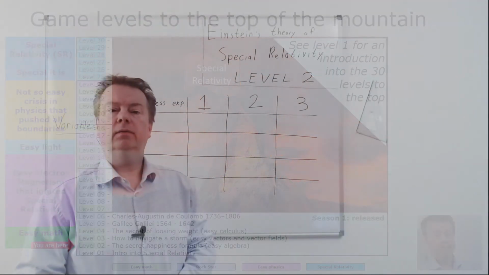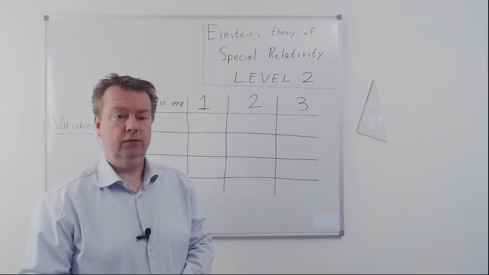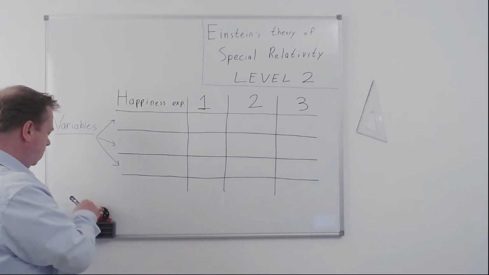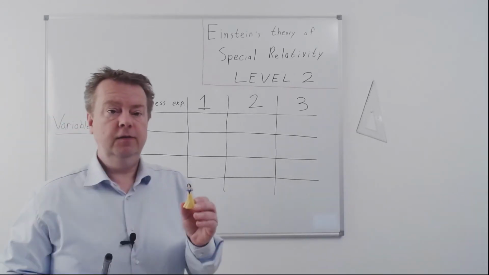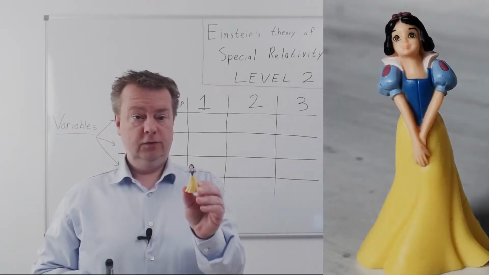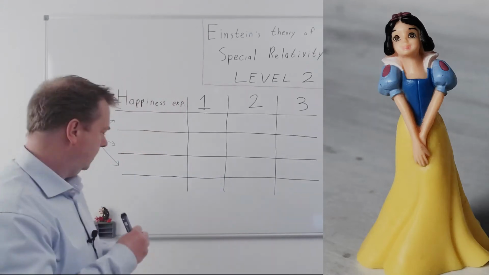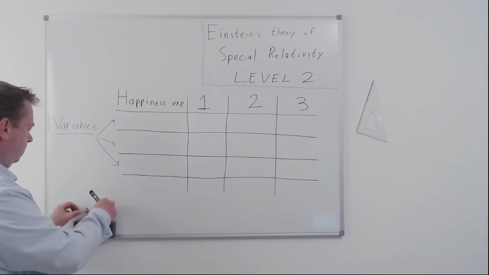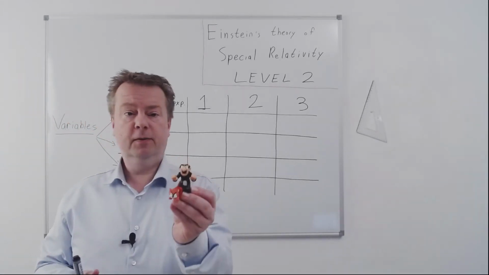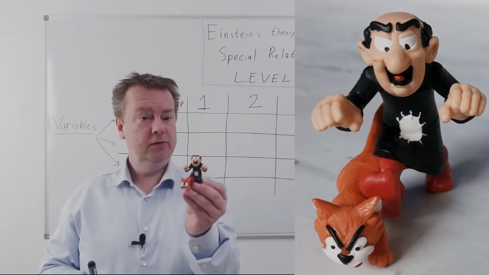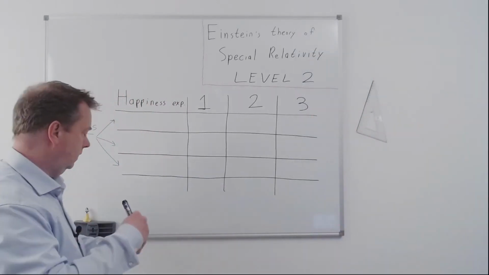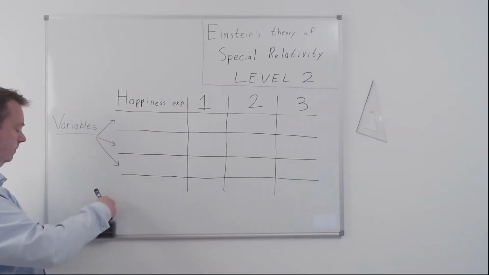In level number 1, I introduced two characters. Number 1, the gracious physicist. She's gracious, she's a physicist, and I call her GP. I also introduced the evil mathematician. Here he is. And both of them are conducting an experiment and do some modeling.